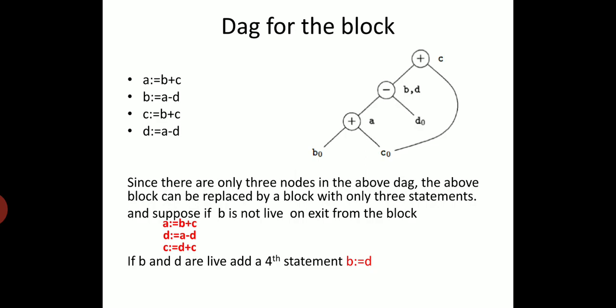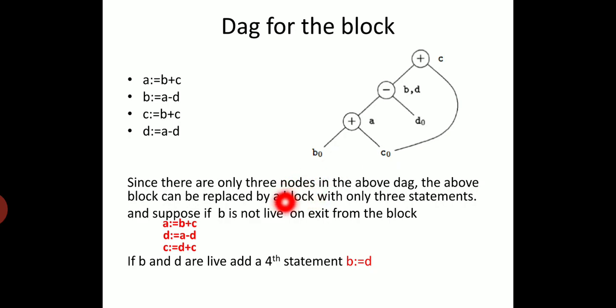That means the statements are a is equal to b plus c, then b is equal to a minus d, then c is equal to b plus c. That is required, because again d is equal to a minus d is of no use. But if d is alive, what we have to do? And b is not live.